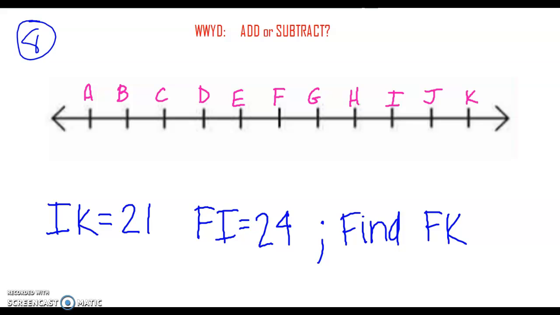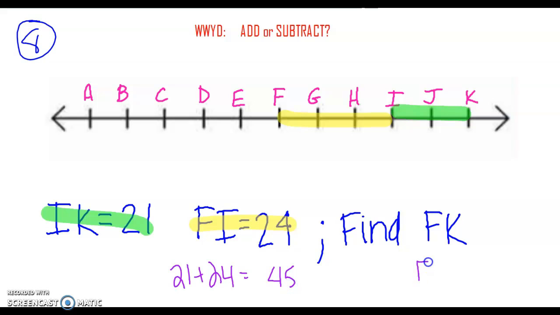Okay, taking a look at number 8. So highlighting my parts to get a better understanding of operations. IK is 21. FI is 24. They are next to each other, therefore I know to add. So 21 plus 24 is 45. So FK, its measurement is 45.